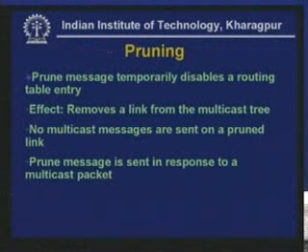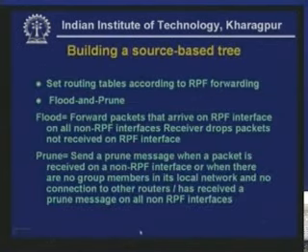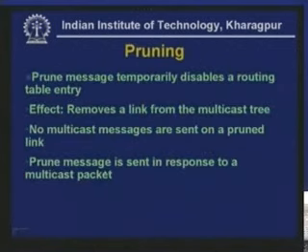Okay. Now a prune message temporarily disables a routing table entry. In effect, it removes a link from the multicast tree. No multicast messages are sent on a pruned link. So a prune message is sent in response to a multicast packet, a multicast packet which has come and which satisfies any of these conditions. Once again, that it is received on a non-RPF interface, or when there are no group members in its local network and no connection to other routers, or it has received a prune message on all non-RPF interfaces. So in such cases the prune message is sent.